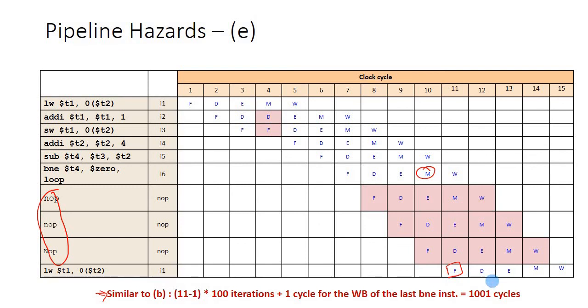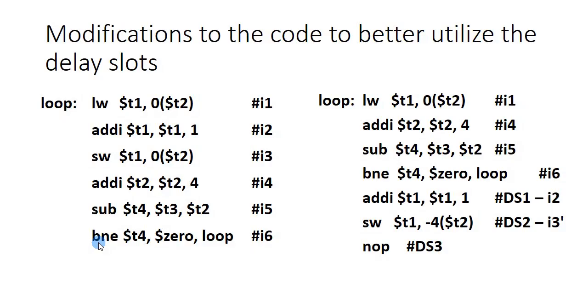Okay, so in this kind of situation, what we can do is try to reorder the code, or modify the code, such that we can make better use of these three clock cycles here. This code here shows us one way in which we can do it.